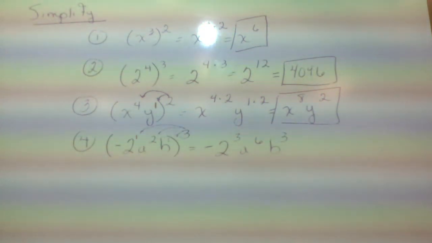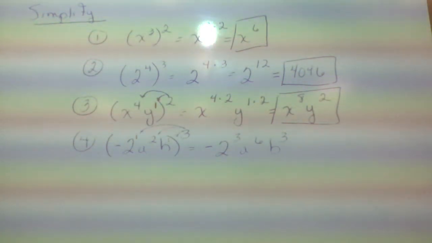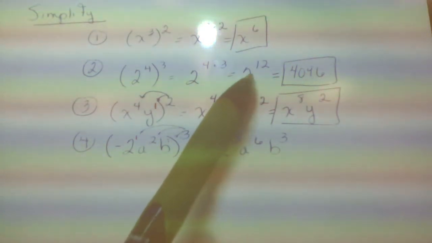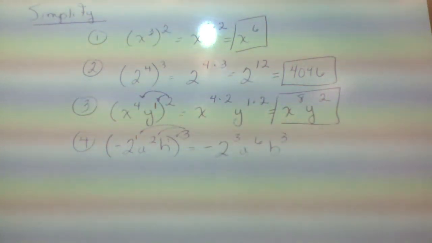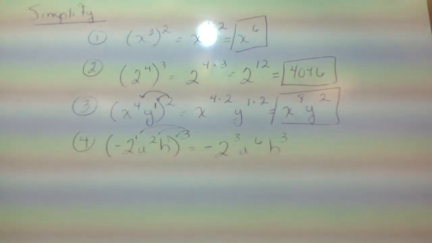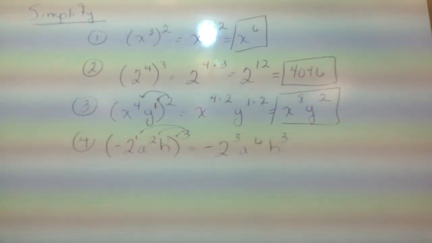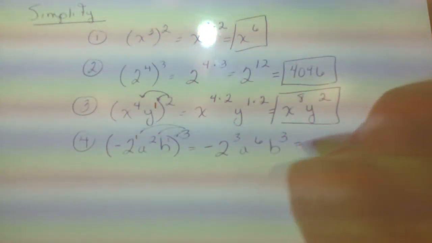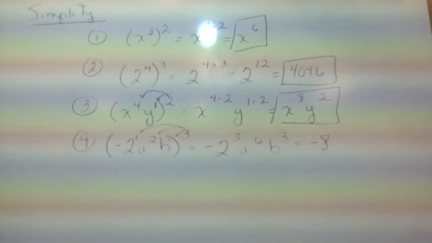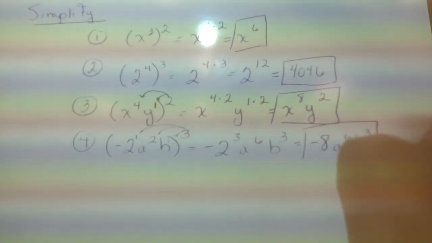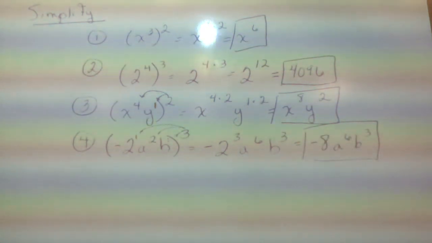This is not my final answer because you can never leave a number with an exponent. That's just like number 2. I could not leave my answer with 2 to the 12th. I have to actually evaluate that. So if I do -2 to the 3rd power, it's not -6. It's -2 times -2 times -2, which gives us -8. And again, you can put that into your calculator, use the power key for that. So I've got -8 a to the 6th b cubed. Number 5.